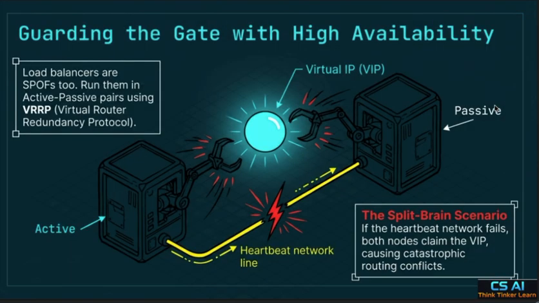We must guard the gate itself with high availability. Load balancers are SPOFs, or single points of failure. We run them in active-passive pairs using Virtual Router Redundancy Protocol. The active node holds a virtual IP. If the heartbeat network line fails, the passive node takes over. However, watch out for the split brain scenario. If the heartbeat link is cut, both nodes are still alive, and both will claim the VIP, causing catastrophic routing conflicts and data corruption.